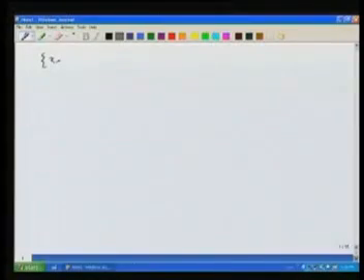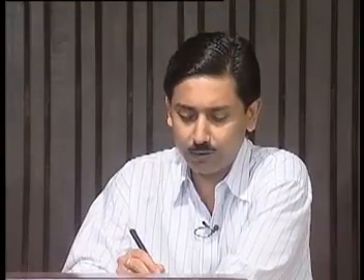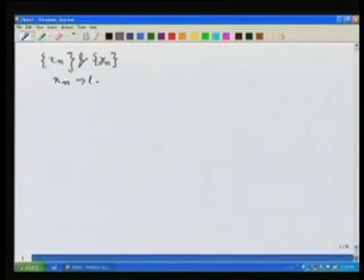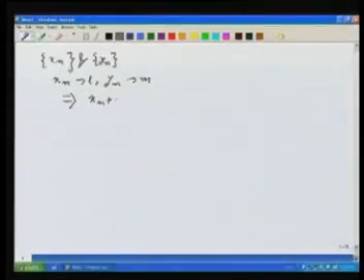Let us start with sequences again. In the last lecture we have seen certain algebraic properties of sequences. That is, let us say I have a sequence xn and I have a sequence yn such that both the sequences are convergent and xn converges to L, yn converges to M. Then we have that xn plus yn converges to L plus M.